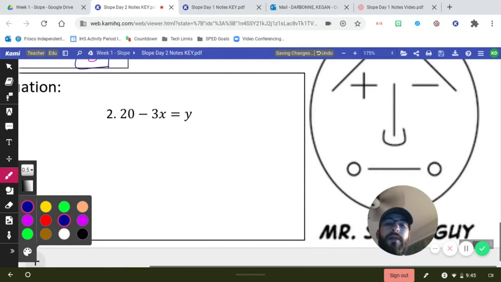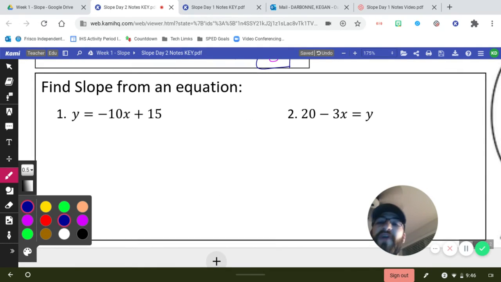All right. Last type we're going to look at is finding slope from an equation. Okay, so finding slope from an equation, it depends on the equation you're given, but more than likely, you're going to get one in slope-intercept form. It's the most common. If you don't get it in slope-intercept form, we can change it to slope-intercept form by solving for y. As you can see, both of these equations here are already solved for y.